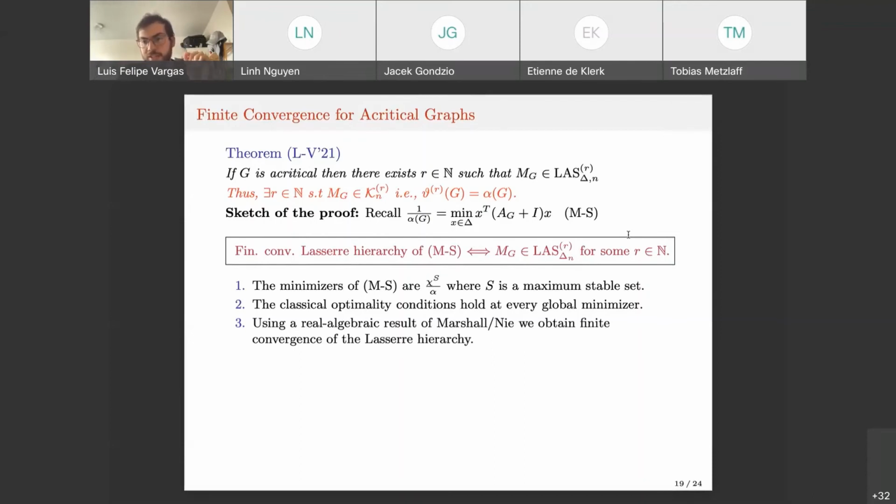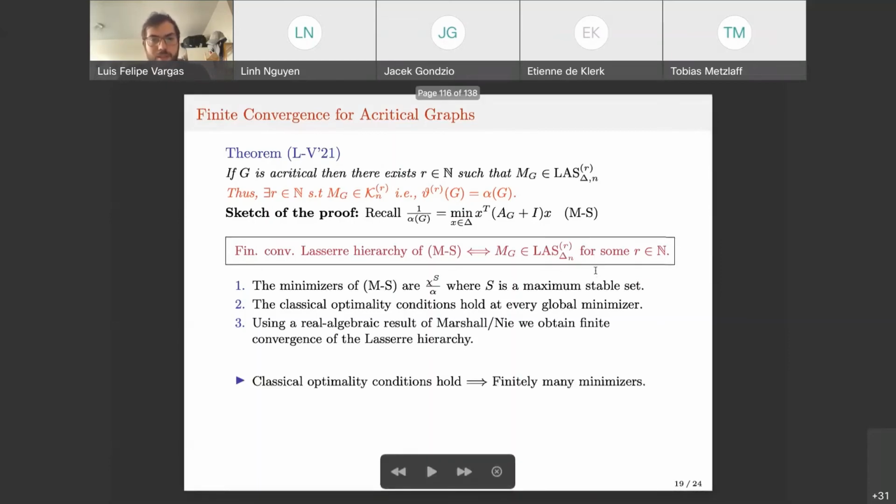are the ones coming from alpha stable sets, where S is a maximum stable set. So this is something that happens just in the case of a critical graphs, and the classical optimality conditions hold at every global minimizer. And then using a real algebraic result from Marshall and Nie, we obtain finite convergence of the Lasserre hierarchy, and then we can conclude our result.